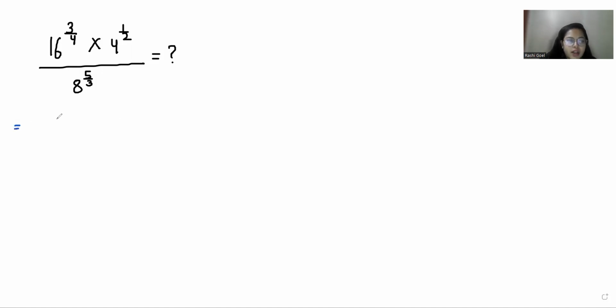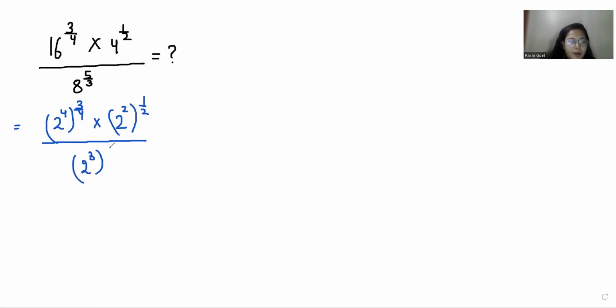So 16 we can write as 2 power 4 whole power 3 by 4, times 4 we can write as 2 square whole power 1 by 2. Similarly, in the denominator, 8 we can write as 2 power 3 whole power 5 by 3. So according to the exponent rule, a power m whole power n, we can write as a power mn. So I'm going to use this rule here.